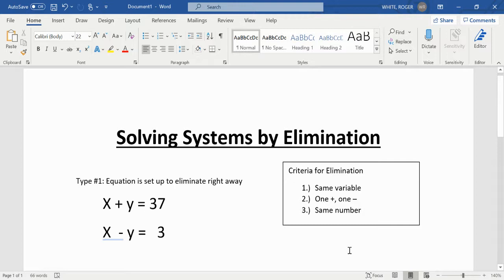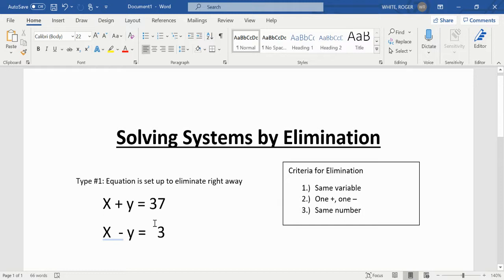In this video, I want to talk about how to solve systems of equations by using the elimination technique. Now, the point of the video is just to show you how to do the elimination step. It's not to show you how to solve the entire problem. So there's a couple things. One, let's talk about the criteria for elimination.